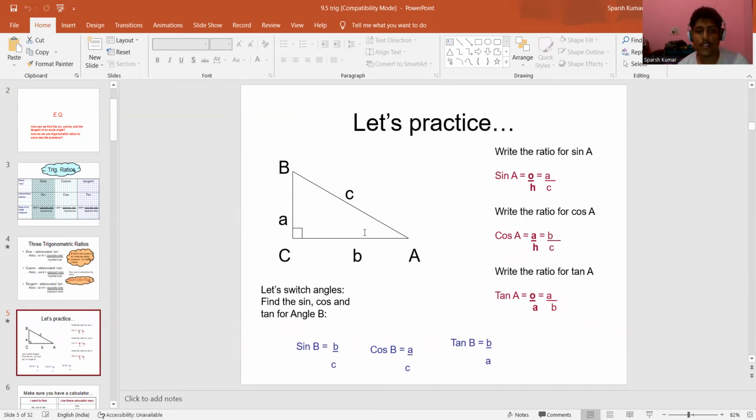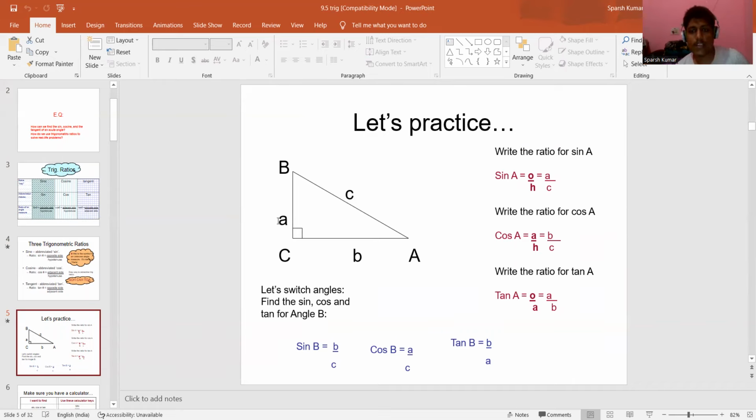In this triangle, if we want to find sine A, this would be BC upon AB, which is A upon C. Similarly, cos A would be B upon C, and tan A would be A upon B. Now suppose you want to find sine B. In similar fashion, it would be B upon C, cos B would be A upon C, and tan B would be B upon A.